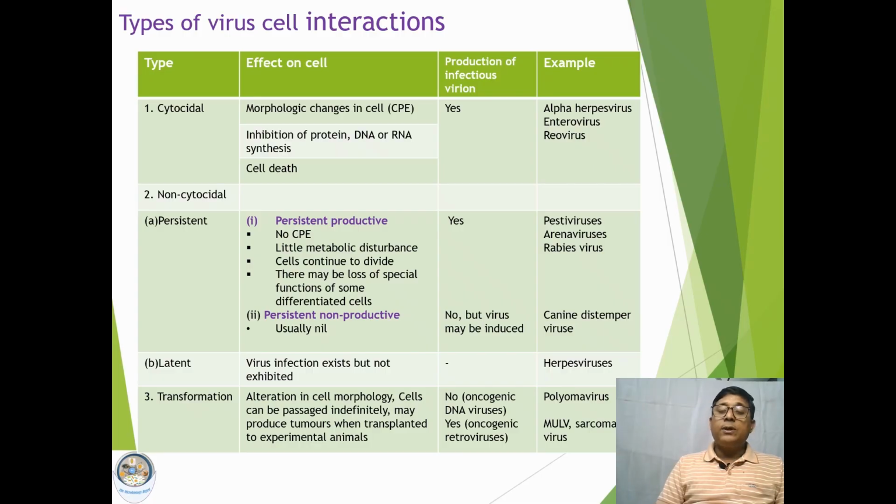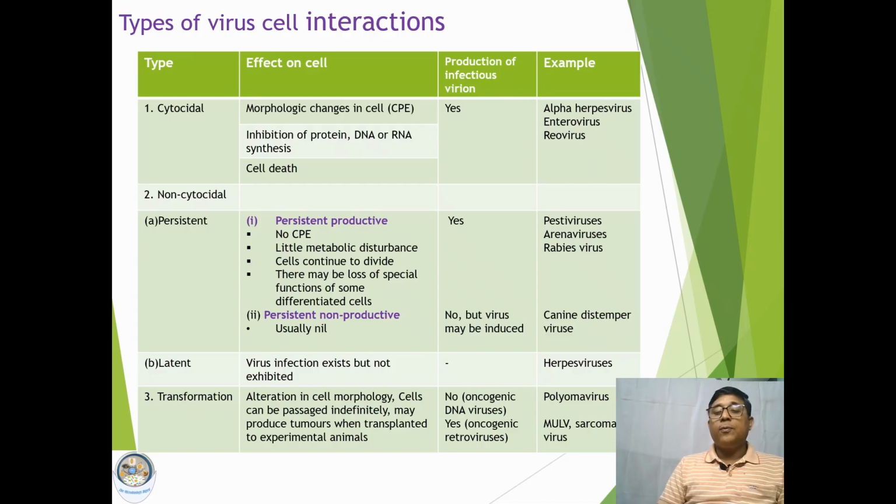The second type of non-cytocidal interaction is latent interaction, or latent infection. What is the effect on the cell? In latent infections, the virus is present in the cells but does not exhibit any sign. The literal meaning of latent is that it exists but is not exhibited. The virus is there, but it does not show any changes, or any production of infectious virus particles. Generally, this type of interaction is found in herpesvirus infection.